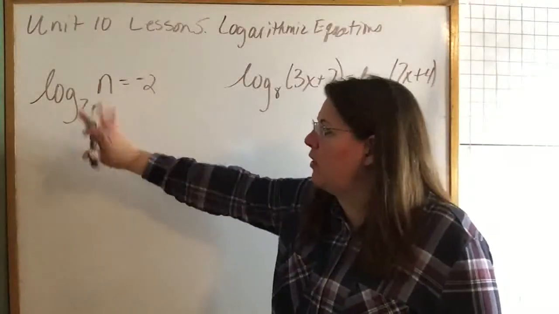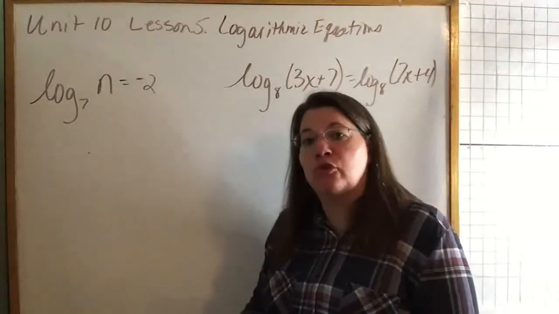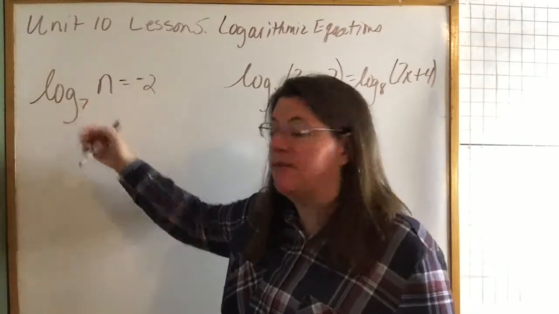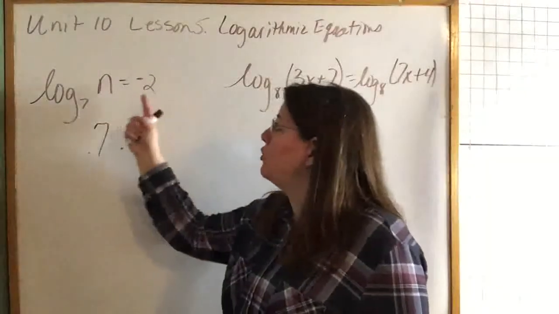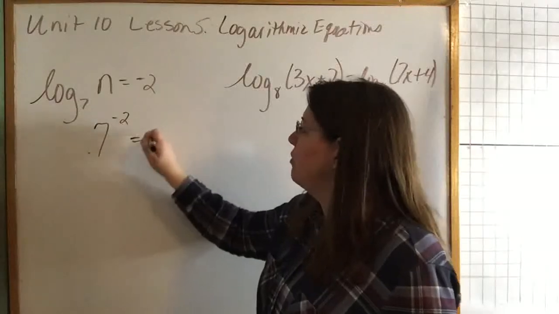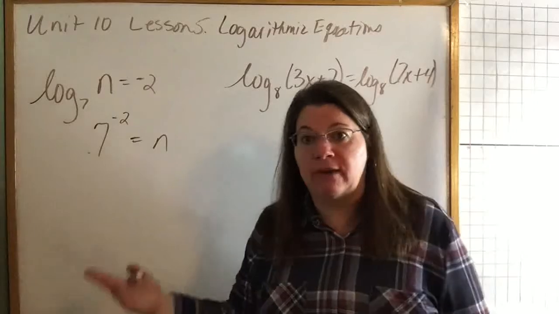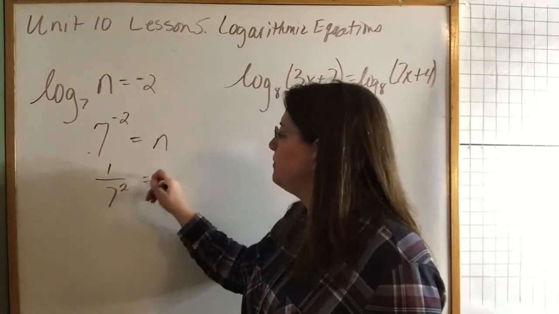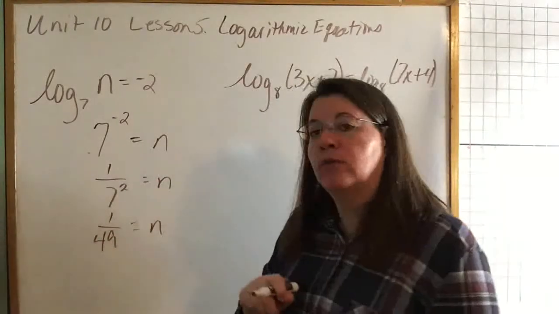With this one, all the logs are on the left-hand side, so I know that tells me that I need to convert that to exponential form. To convert to exponential form, remember the base of the log is the same as the base of the exponent. So my base here will be 7. Remember, logs are equal to exponents, so my exponent here would be a -2, and then that equals the rest of it, n. And your directions for all of these are going to be solve for the variable, whatever the variable is. Well, 7 to the -2 is 1 over 7 squared, and so that leaves me with 1 over 49. So n is 1 over 49.